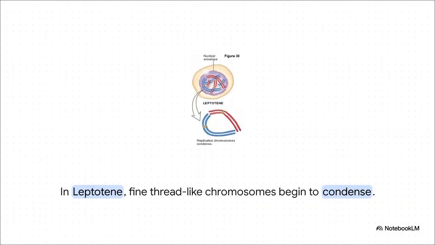We kick off with leptotene. This is when our replicated chromosomes finally start to condense and reveal themselves under the microscope. They look like these really long, incredibly fine threads winding all through the nucleus. They haven't paired up with their homologous partners yet. Right now, they're just packing themselves tightly.